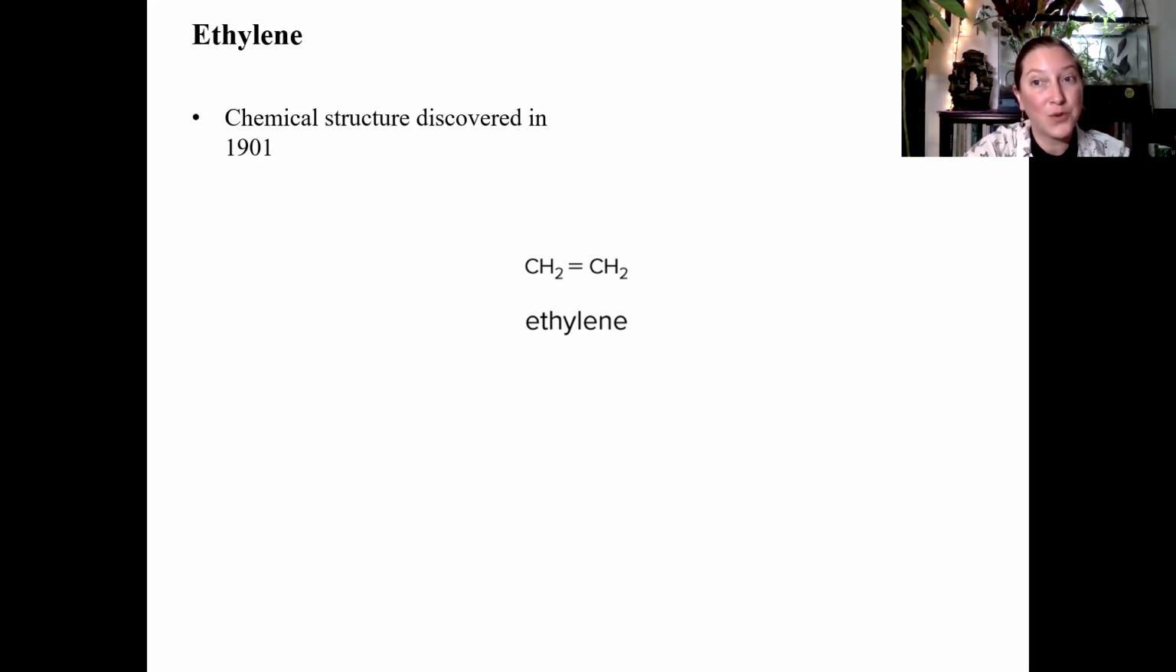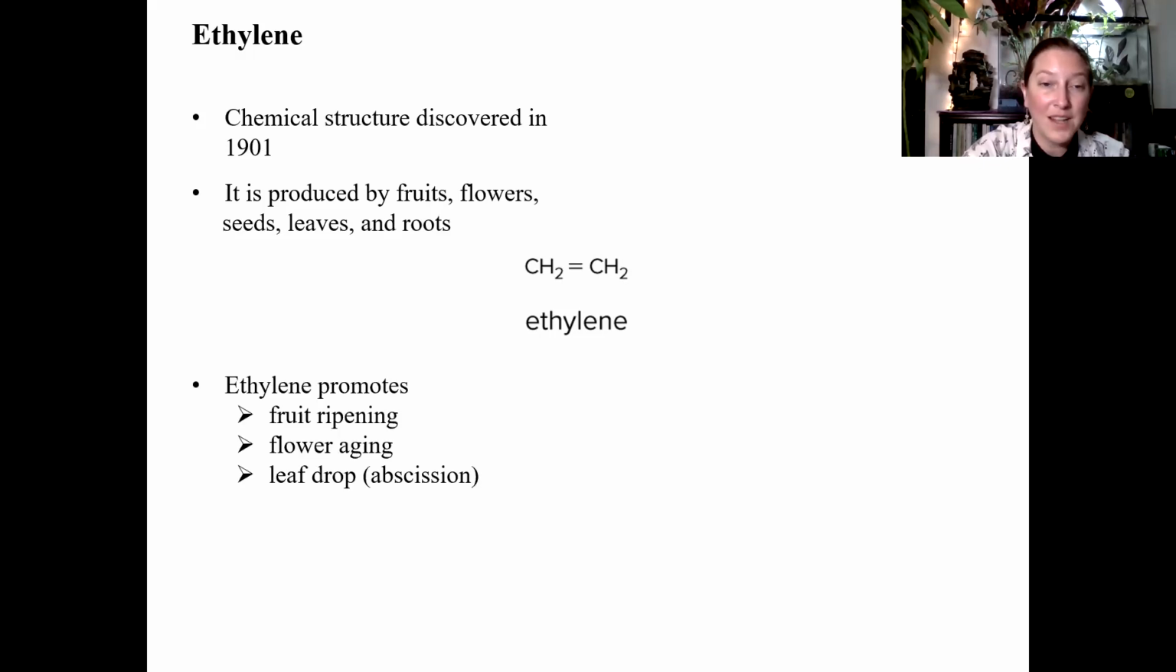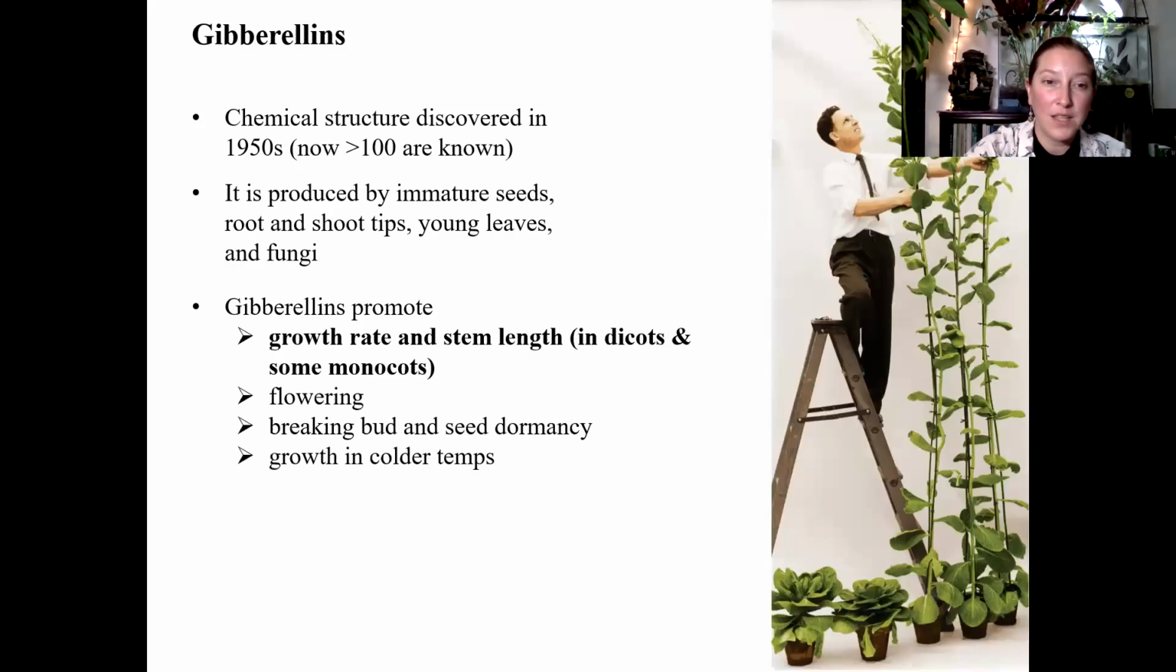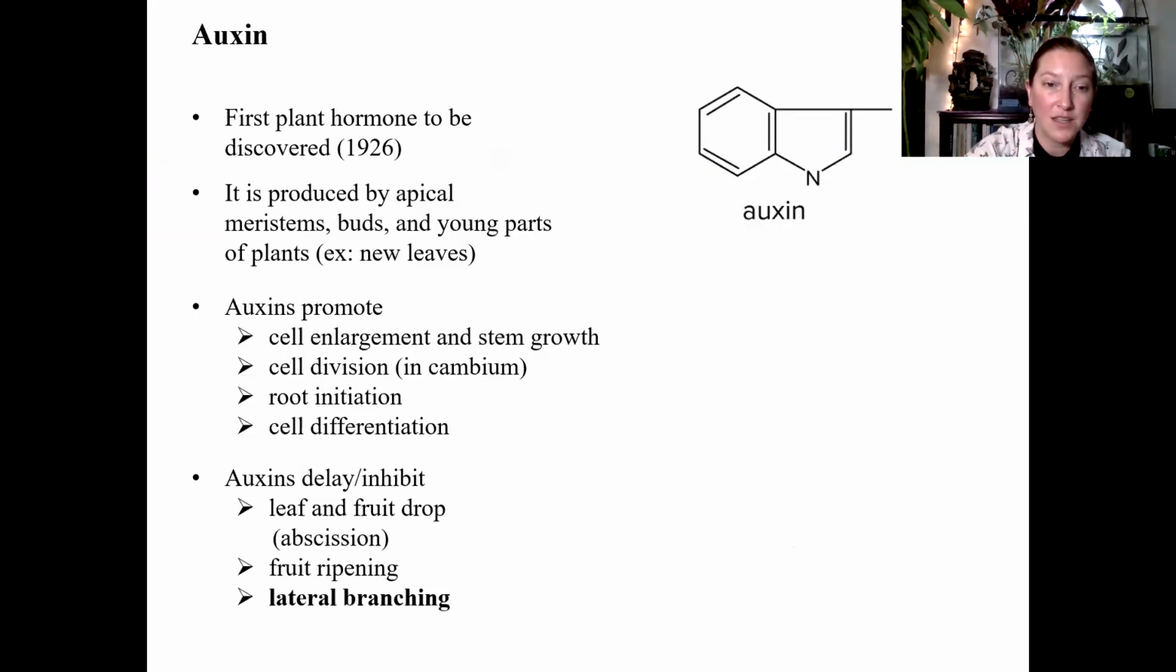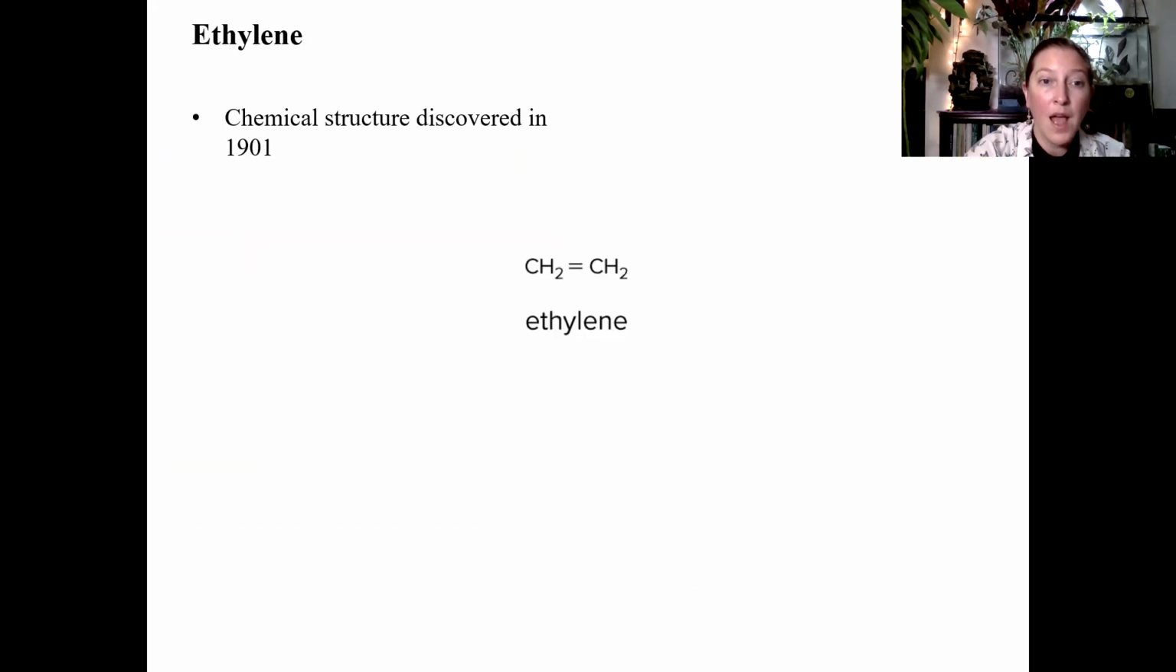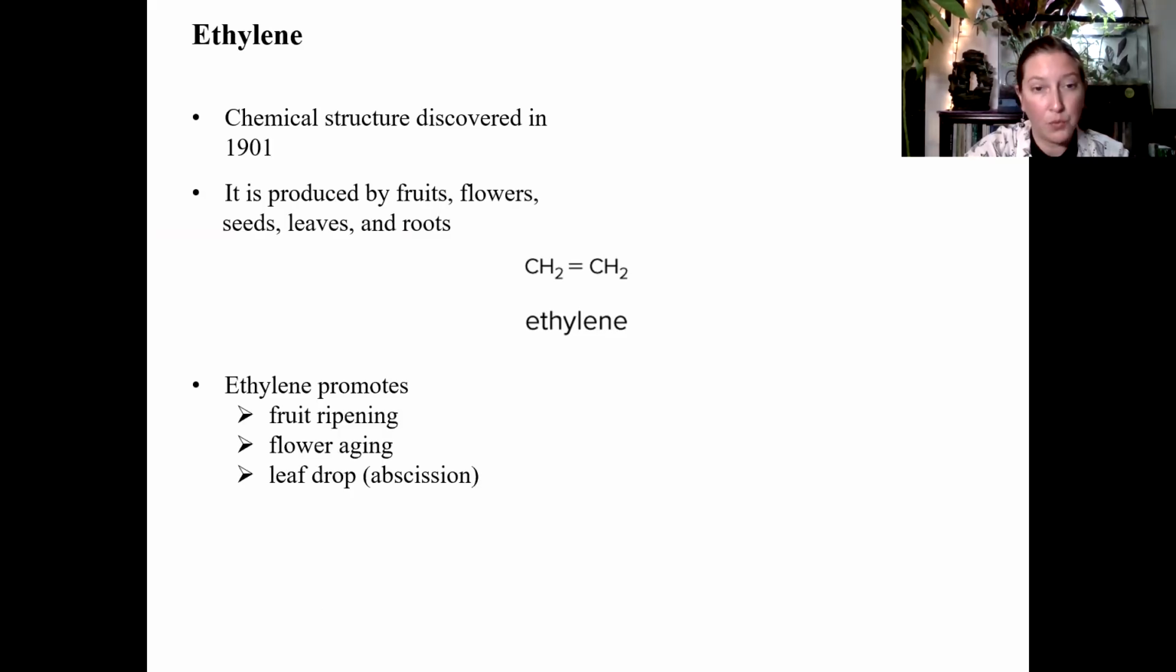All right, so ethylene. Ethylene is cool. Ethylene is also made by plants. It was first discovered in 1901. It has a cool formula in that it's CH2CH2, so it's kind of neat. It's produced in a lot of different parts of plants: fruits, flowers, seeds, leaves, and roots. Whereas auxins prevent fruit ripening, ethylene promotes fruit ripening, promotes flower aging, and promotes leaves falling off. So it's kind of like all the opposite things that auxin does.